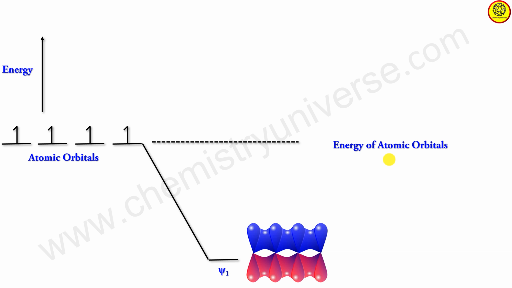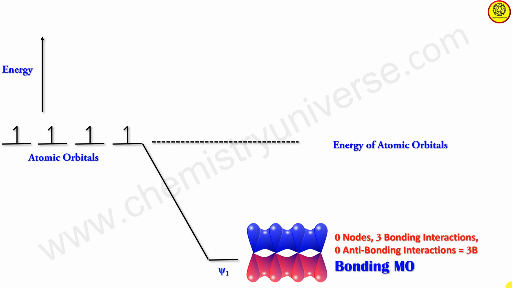Now, can you notice that the 4 atomic orbitals, they're all in bonding, they are in phase. The blues are meeting blues and the reds are meeting reds. So there is one bonding interaction here, one here, and one here. There are effectively 3 bonding interactions, and there are no nodes, so 0 antibonding interactions. So 0 nodes, 3 bonding interactions, and 0 antibonding interactions. So net is 3 bonding. This is called the bonding MO.